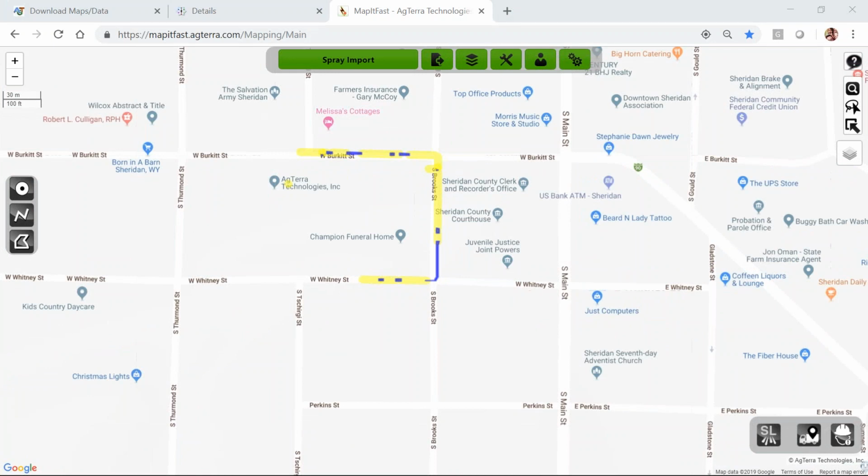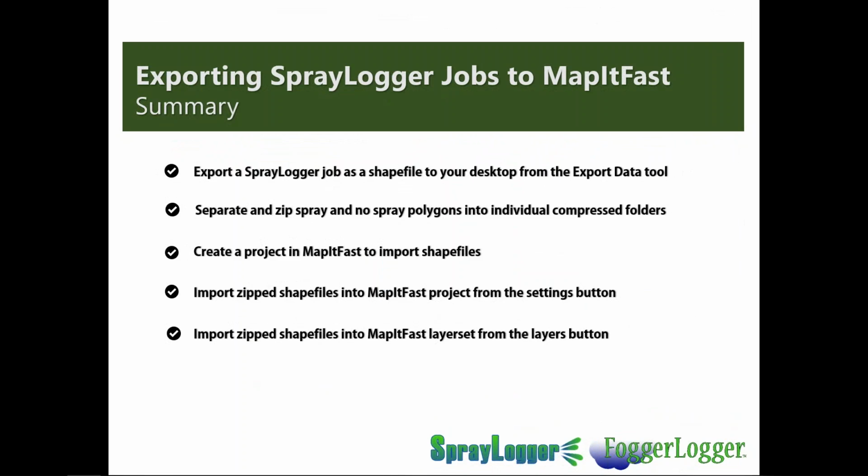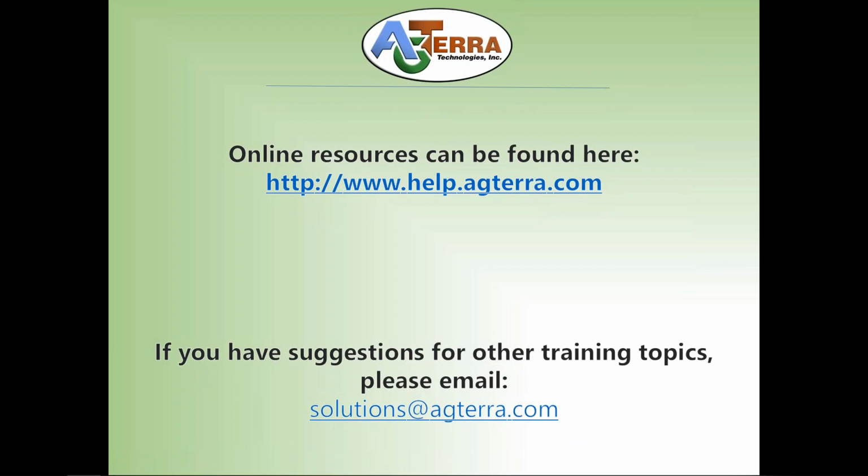So to review, we covered how to export a SprayLogger job as a shapefile to your desktop from the Export Data tool, how to separate and zip spray and no spray polygons into individual compressed folders, how to create a project in MapItFast to import those shapefiles, how to import zip shapefiles into a MapItFast project from the settings button, and then how to import zip files into MapItFast layer sets from the layers button. And that concludes our presentation for today.